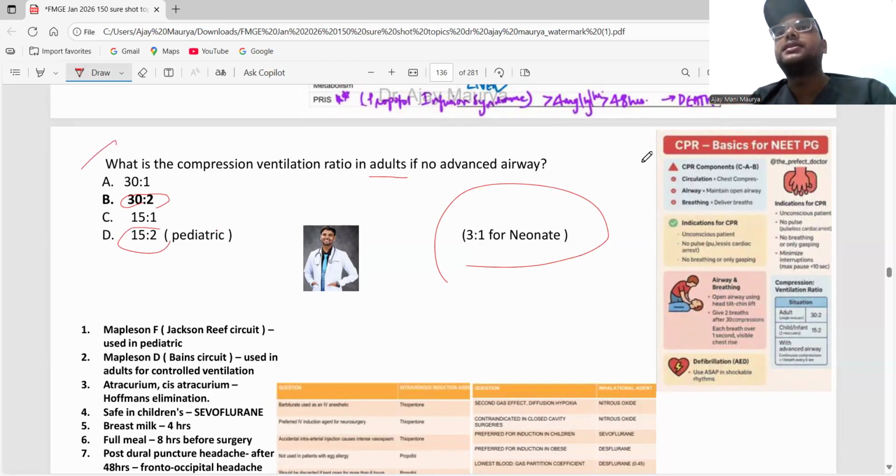Also please try to read some basics about CPR: what to do in what conditions, when you have to do 3 to 1, and how much to compress. Please have a look once. I already shared one video in my Telegram channel. Just try to watch this one about CPR.